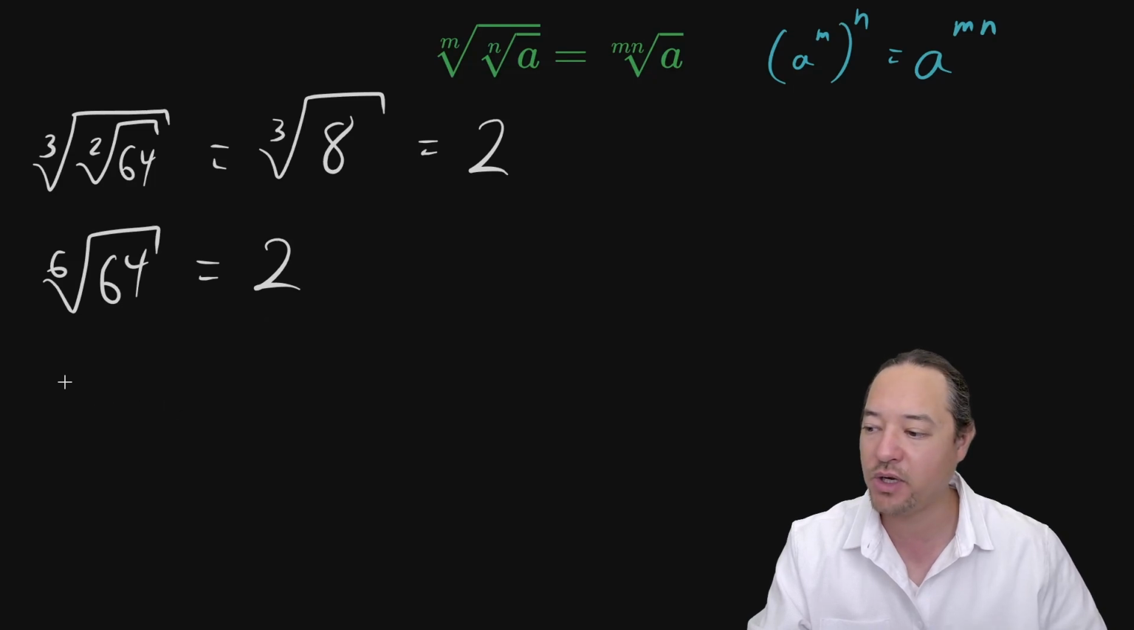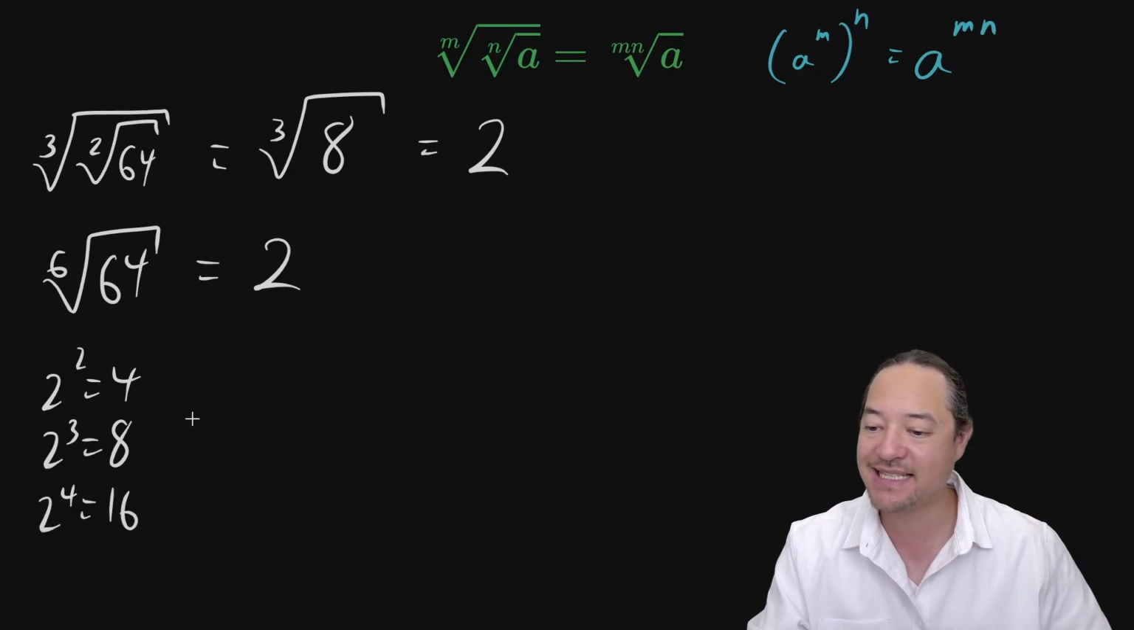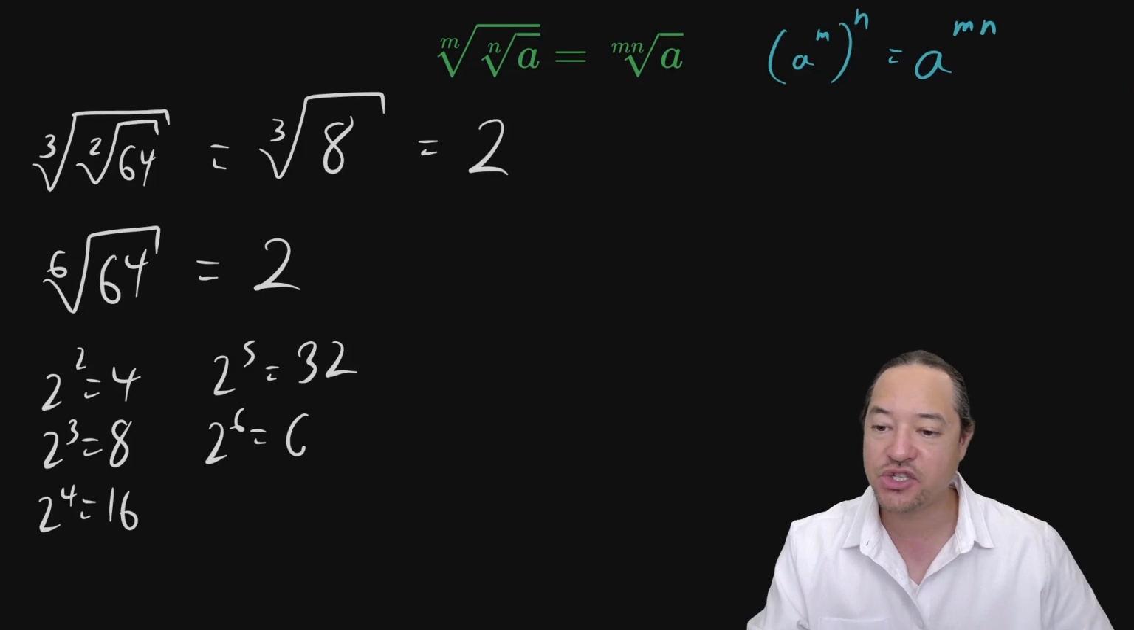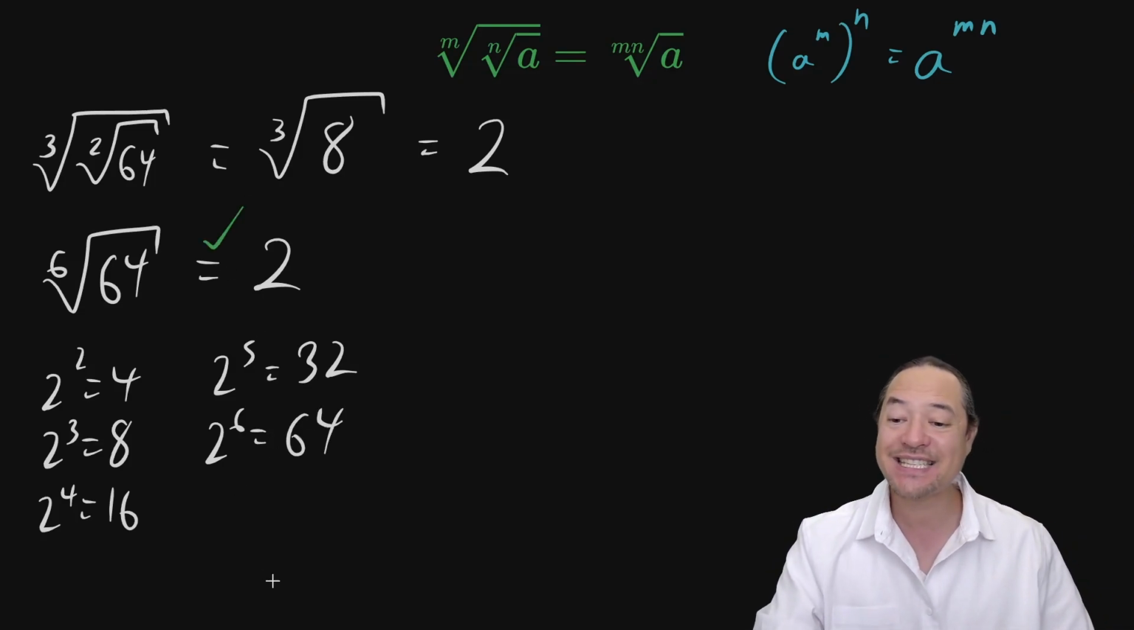How do we do that? Well, let's think about it. 2 squared is 4. 2 cubed is 8. 2 to the 4th power is 8 times 2, which is 16. 2 to the 5th power is 16 times 2, which is 32. And 2 to the 6th power is, sure enough, 64. So yeah, that works. The 6th root of 64 is 2. So that's the idea here.